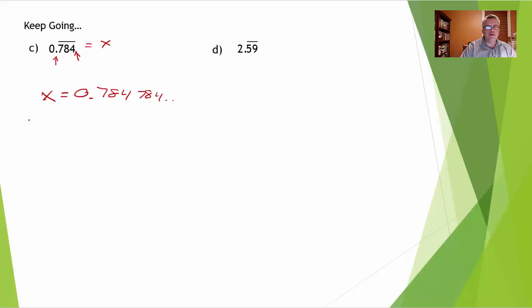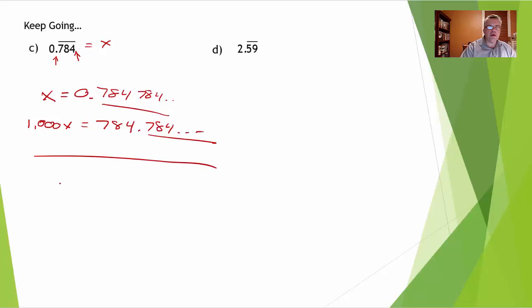So we need to multiply by 1,000. 1000x is going to be 784.784 repeating. Again, the decimal portions go on forever. They're the same. When we subtract, they cancel. Okay, so let's do it. 1000x minus x is 999x. 784 minus 0 is 784. So we divide, we get 784 over 999.